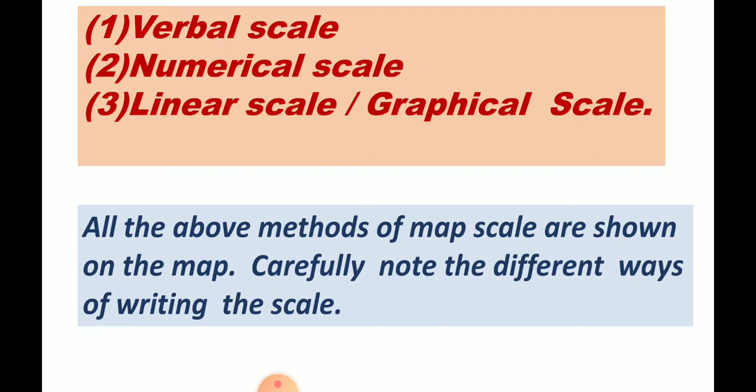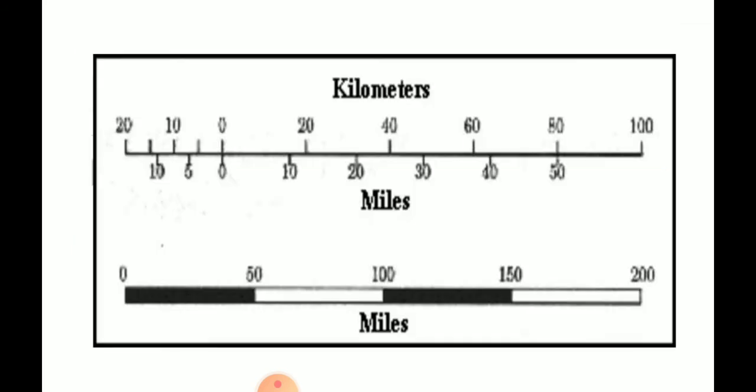All the above methods of map scale are shown on the map, and you have to carefully note the different ways of writing the scale. This way of writing the scale is the linear scale. Yes, you could find it from 0 to the other side: 10, 20. This type of scale shown here is called the linear scale, and it is shown in miles also and in kilometers also. 0 to 50, then 50 to 100.